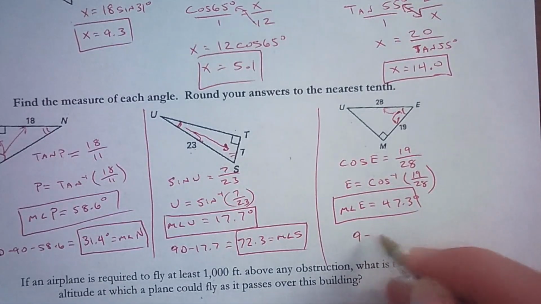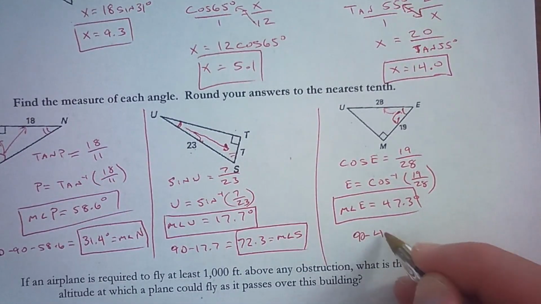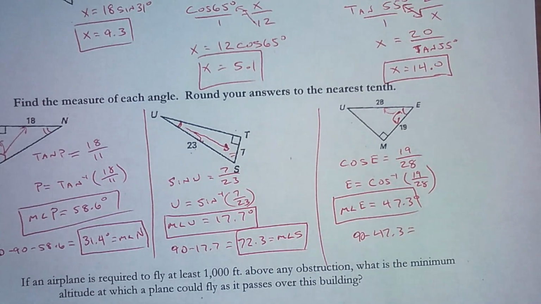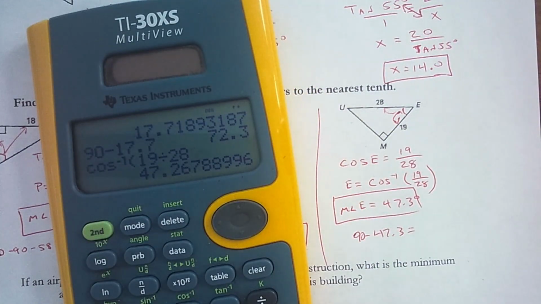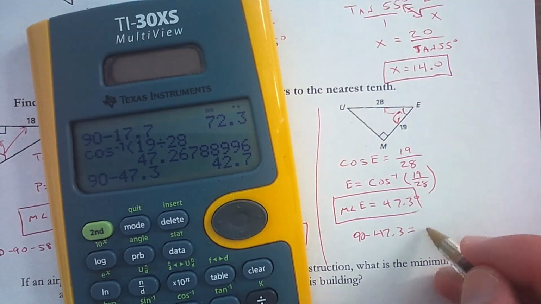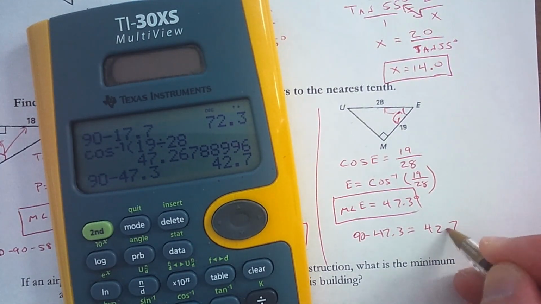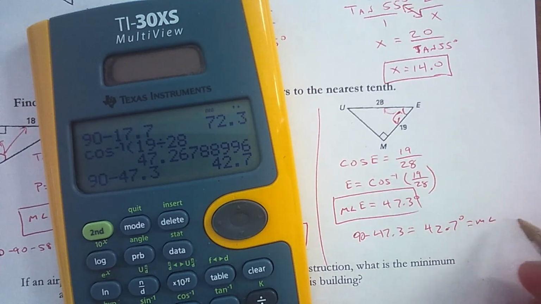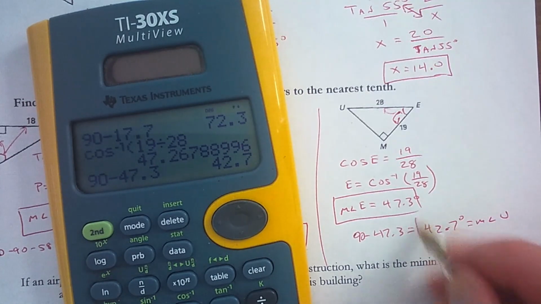Then we can do 90 minus 47.3 to get angle U. So 90 minus 47.3 is 42.7 degrees. That is the measure of angle U.